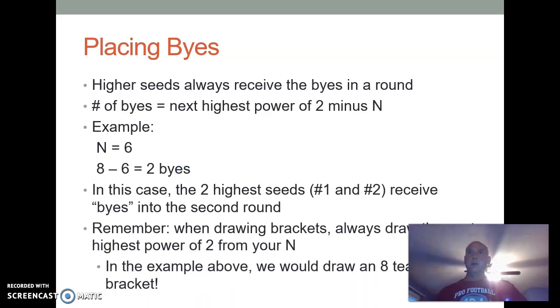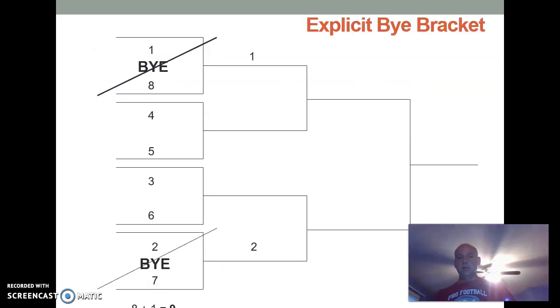Remember, when drawing brackets, always draw the next highest power of 2 from your n. In the example above, you draw an 8 team bracket, right? That's what you would draw. In this case, this is what it would look like, explicit. It's saying there's no 8 team, there's no 7 team, so 1 and 2 move on. These two games will go on, 4 versus 5, and 3 versus 6. Again, we're out to that third power, which is 8. 8 plus 1 equals 9, and so you can see that in effect there.